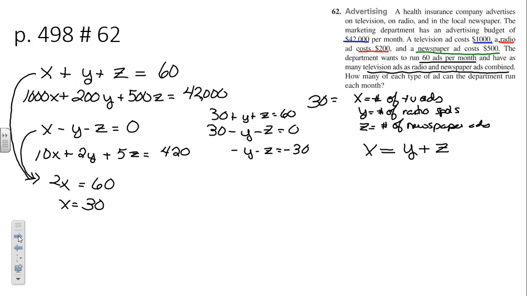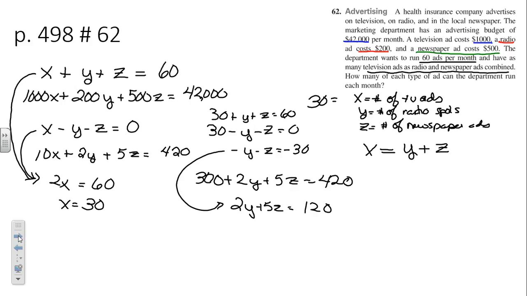Let's put 30 into this equation. So 30 times 10 plus 2y plus 5z equals 420. So we bring that over, and 2y plus 5z is 120, and now use these 2 equations to get rid of a y or z.